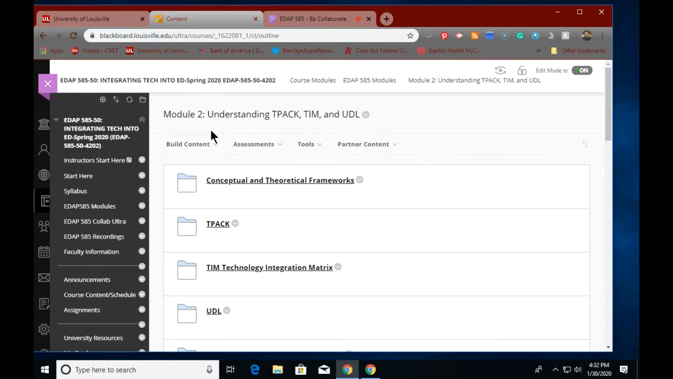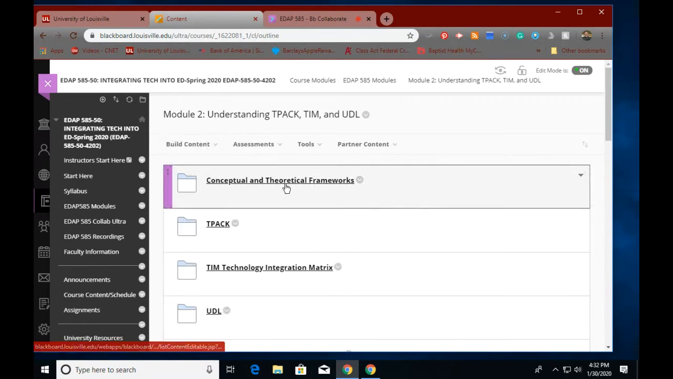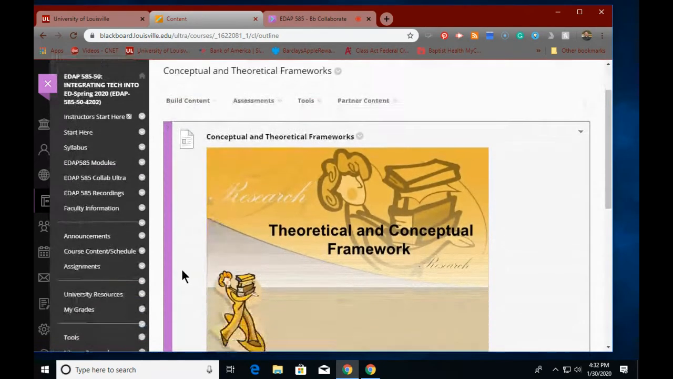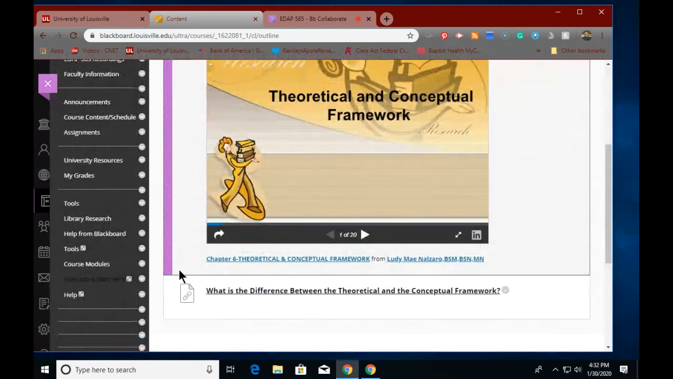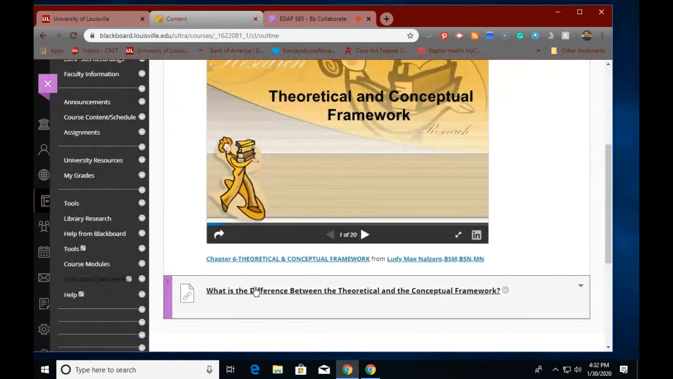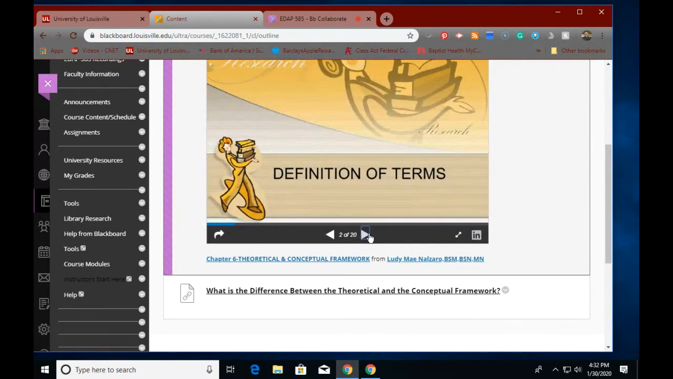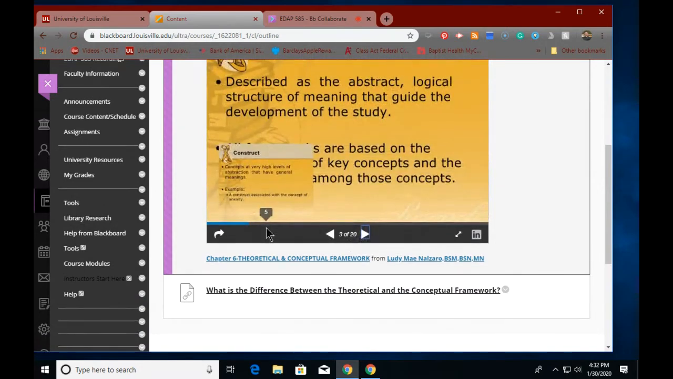Now, there are two ways of looking at that. And this is where this comes in about conceptual and theoretical frameworks. And I'll run this by you. I'm not going to spend a lot of time with it because you can read this right here. And I'm not going to even go through this entire thing. I just need to show you a couple of slides here.